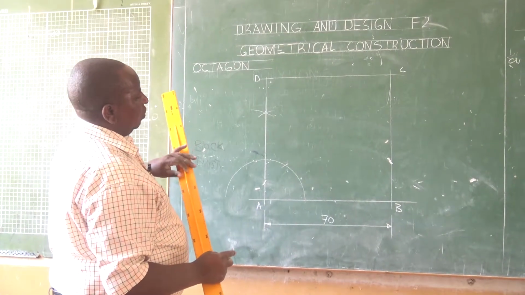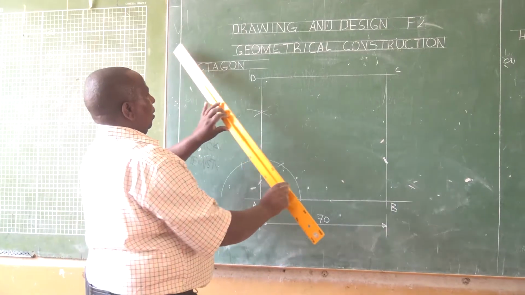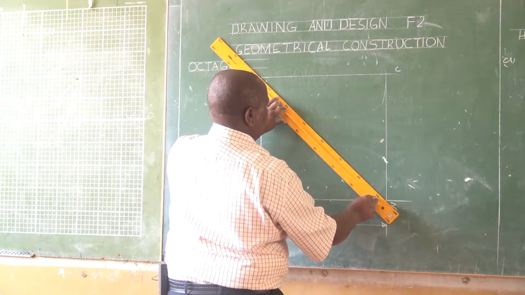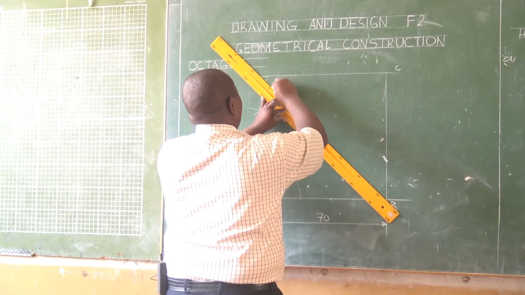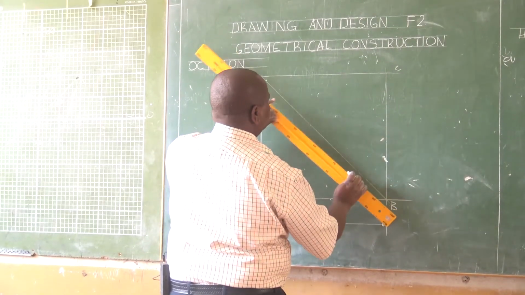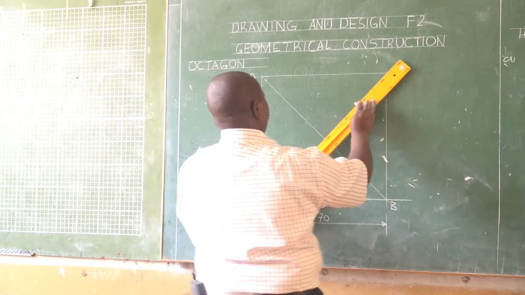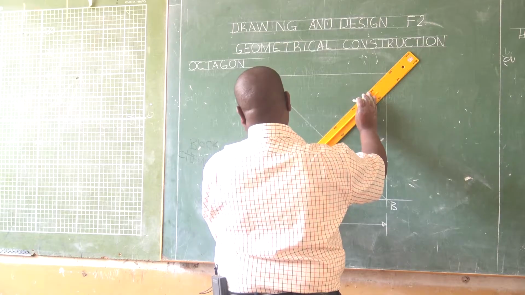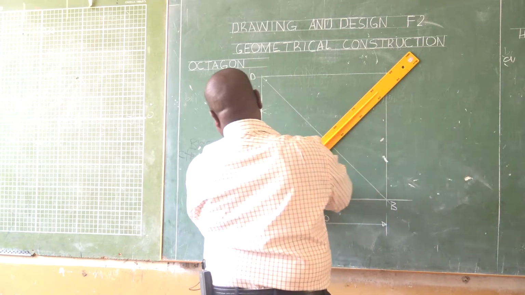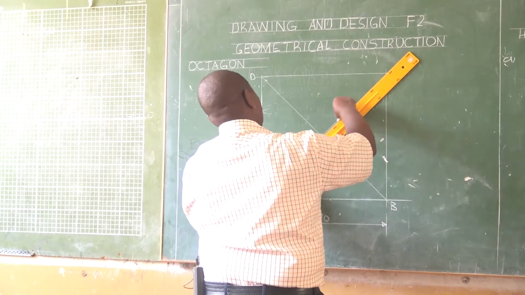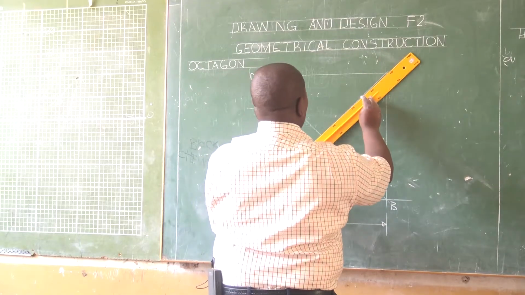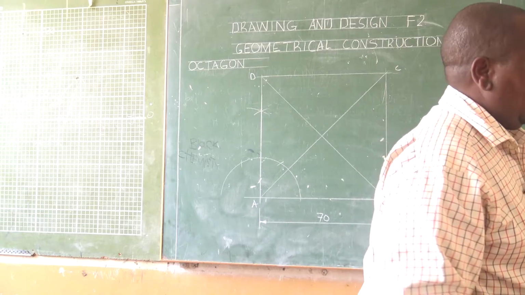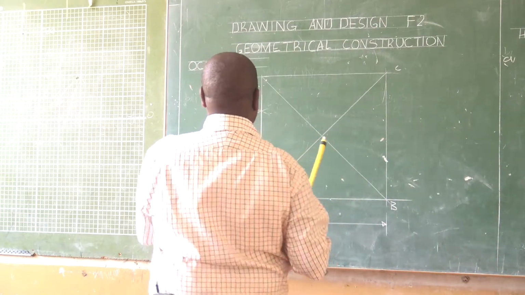So having now constructed the square, draw the diagonals of the square and let them intersect at the center. We do know the properties of a square that the diagonals are equal and they meet at 90 degrees. So even by quick inspection, we can see that that is so.